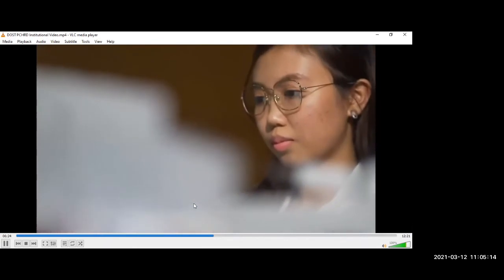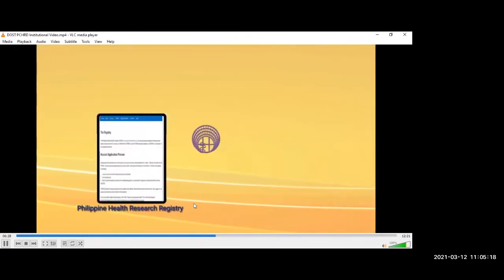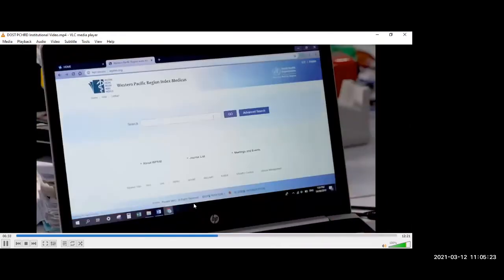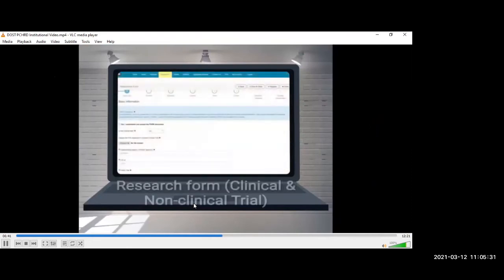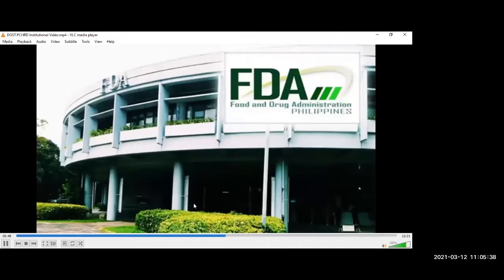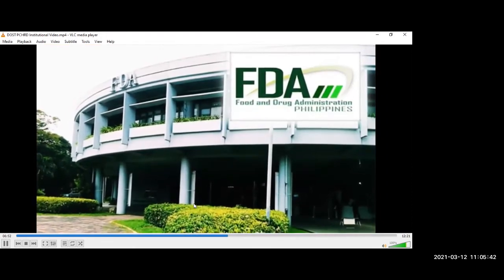It is the only national health research repository containing more than 60,000 records. This resource is linked with the Western Pacific Region Index Medicus and subsequently the Global Index Medicus. The expertise that the Council developed in online databases allowed it to come up with a clinical trials registry with the Food and Drug Administration and an online project management system.